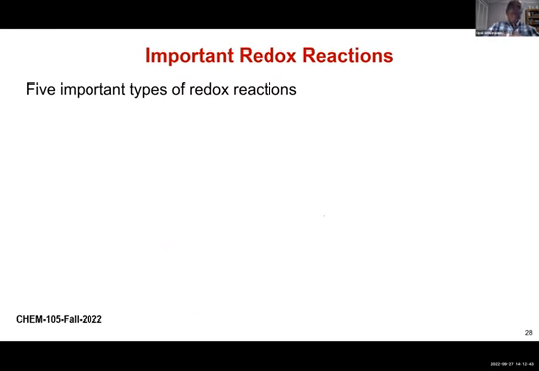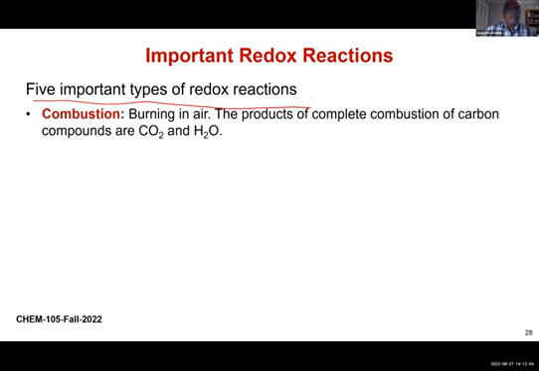There are 5 important redox reactions. Let me show you what they are. They are very common. Combustion, we talked about it: gain of oxygen, loss of hydrogen. Therefore, burning in air, the products of complete combustion reaction are carbon dioxide and water.